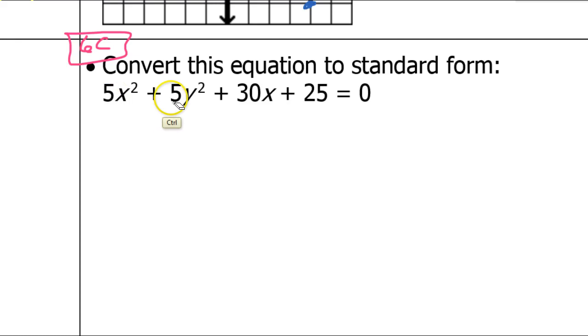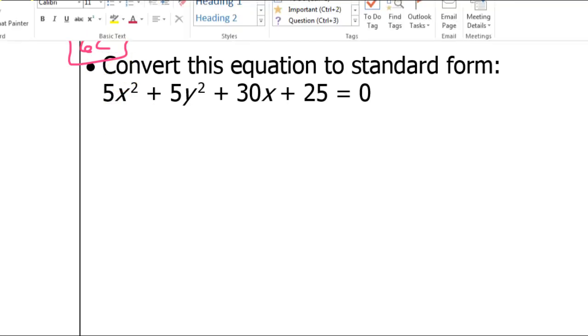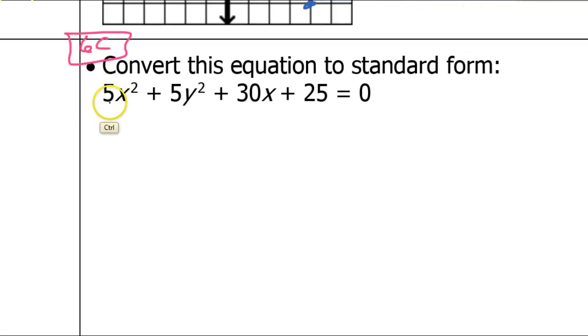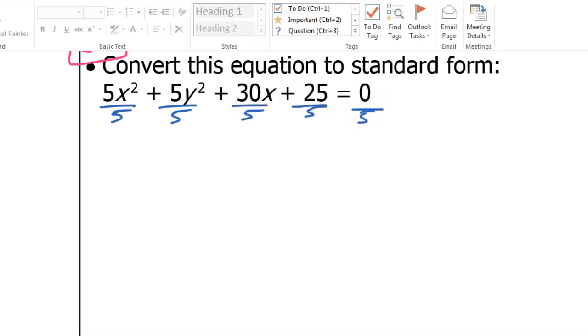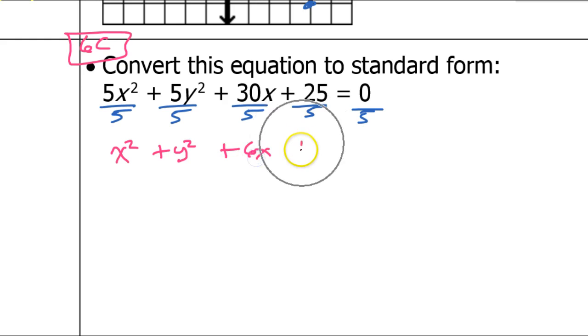And I see another 5. In fact, all of these are divisible by 5. So before I do anything else, what I need to do is divide everything by 5. Okay, so that's what you do as your first step. Divide by 5 everywhere. So that's going to give me a new equation now. That goes x squared plus y squared plus 6x plus 5 is equal to 0.